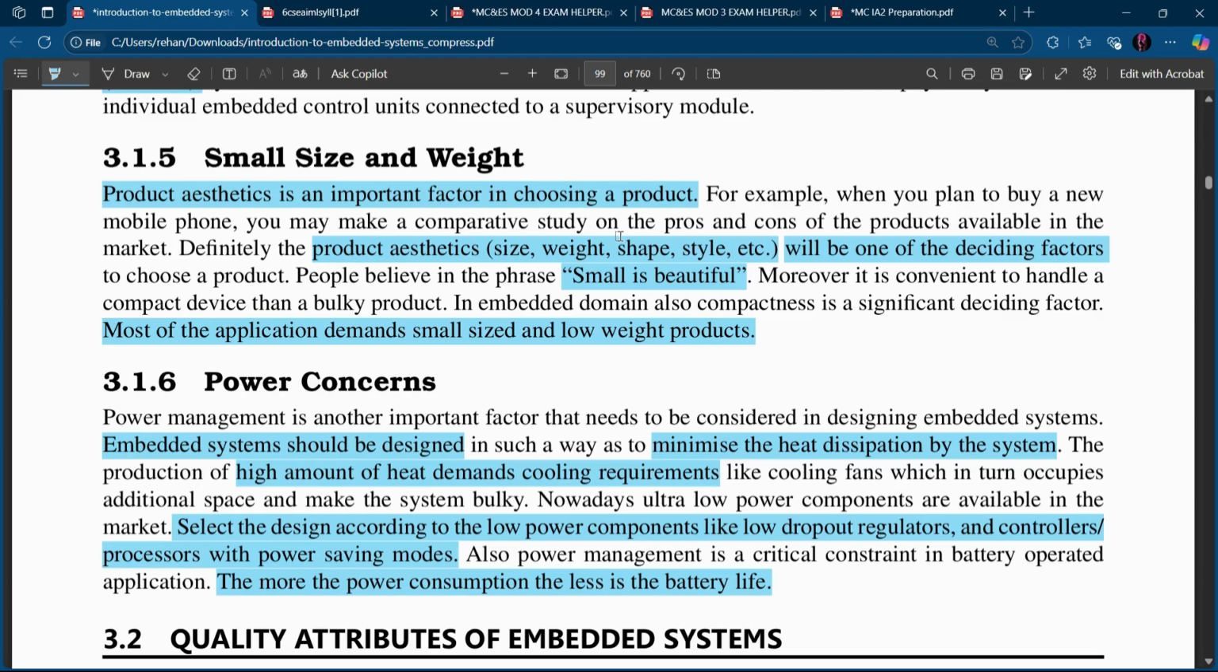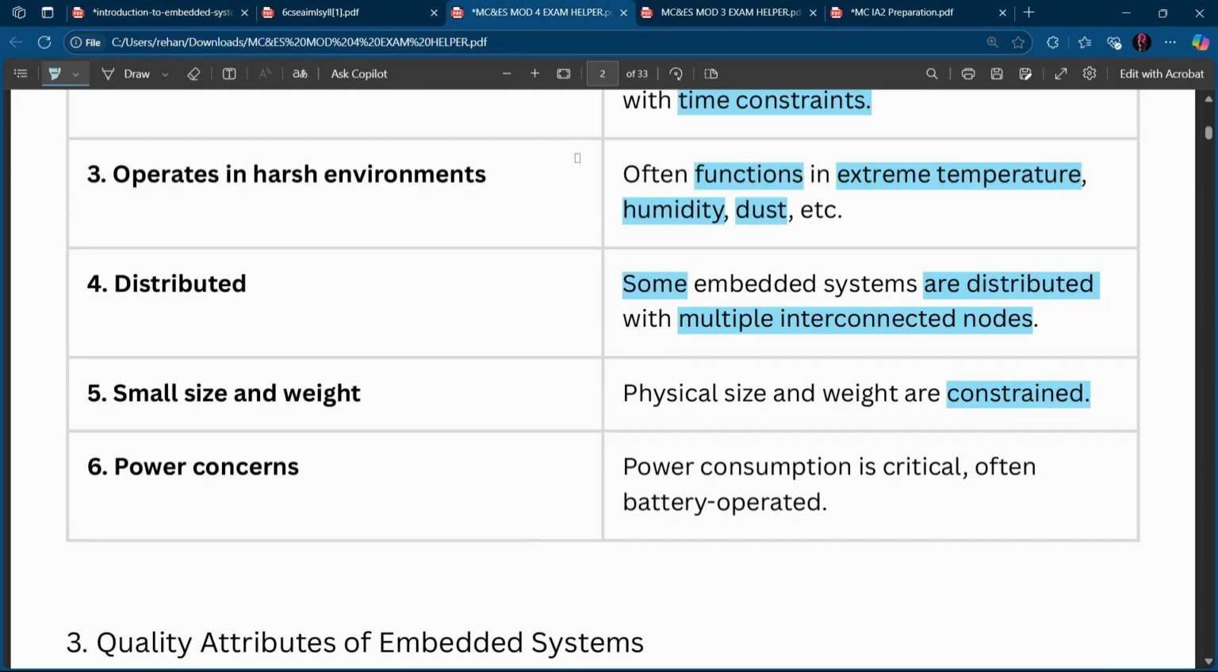It shouldn't cause any strain to your arm if you use it for a long duration. So it's all about that itself. Most applications demand small size and low weight products, and it's based on your preference. Small size and weight means physical size and weight are constrained; it shouldn't be too much, it should be less.